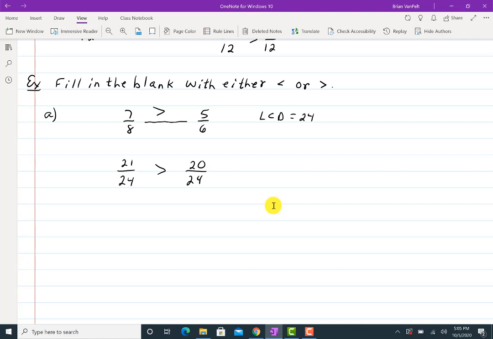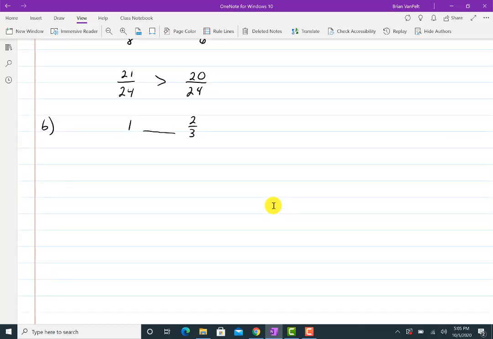Let's try another one. How about 1 versus 2/3? It should be pretty clear that 1 is bigger than the 2/3. However, just to prove my point, if I write 3/3 instead of 1, that is, they have the same denominator, it's easy to tell that 3/3 is bigger than 2/3, and therefore 1 is bigger than 2/3.